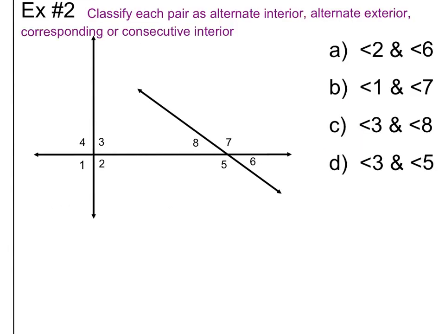All right, last question, number 2. Classify each pair, so I need a pair together, as alternate interior. So down here I'll go AI for shortcut. Probably should write it out when you're doing your homework. Which pairs are alternate interior, alternate exterior, corresponding, and consecutive interior.